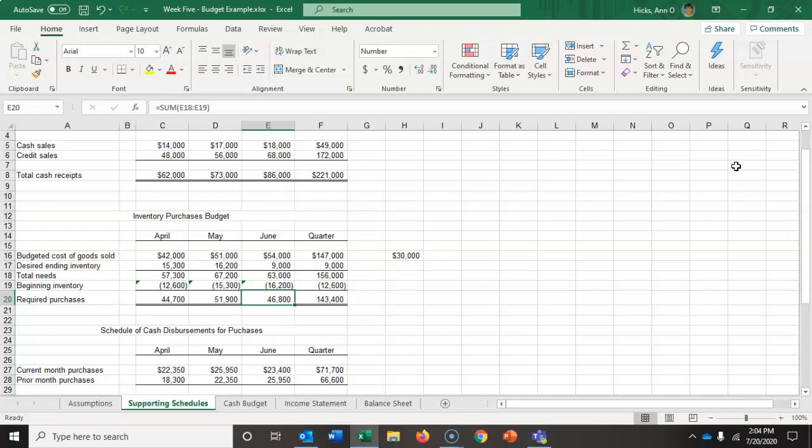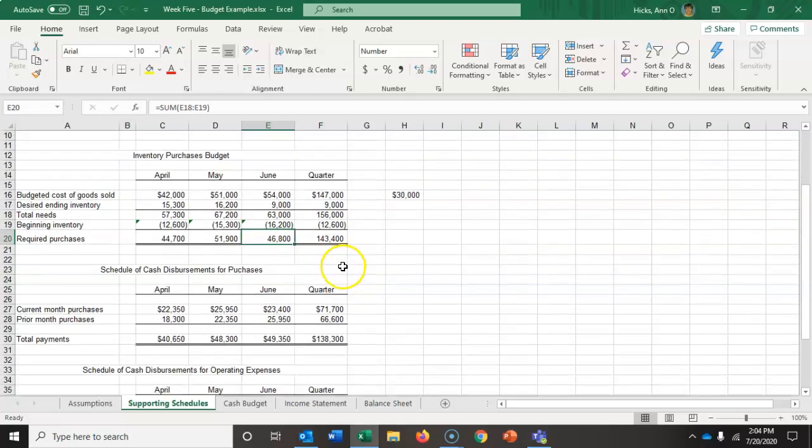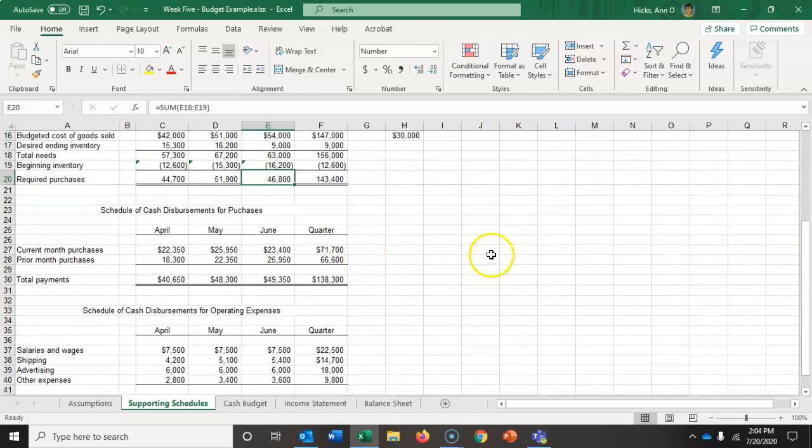Great. We now know how much inventory we need to purchase, but as we talked about in the assumptions, we aren't going to pay for it necessarily right when we purchase it. So we need a cash payment or cash disbursement schedule. And so if we go back to the assumptions, our assumptions were 50-50, 50 paid in the current month, 50 paid in the following month.